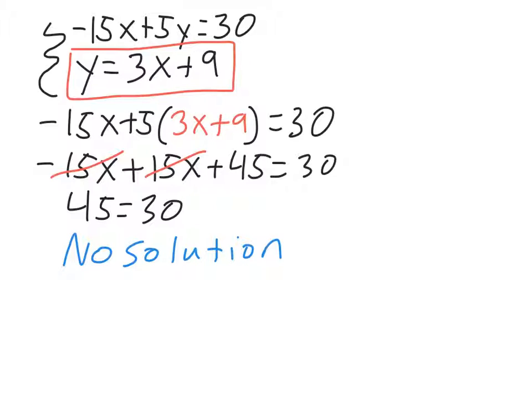One solution, which is you actually solve the problem to get an x and a y. No solution if the numbers end up not equaling itself after the variables disappear. Or infinitely many solutions. The variables disappear and you have a number equal to itself.